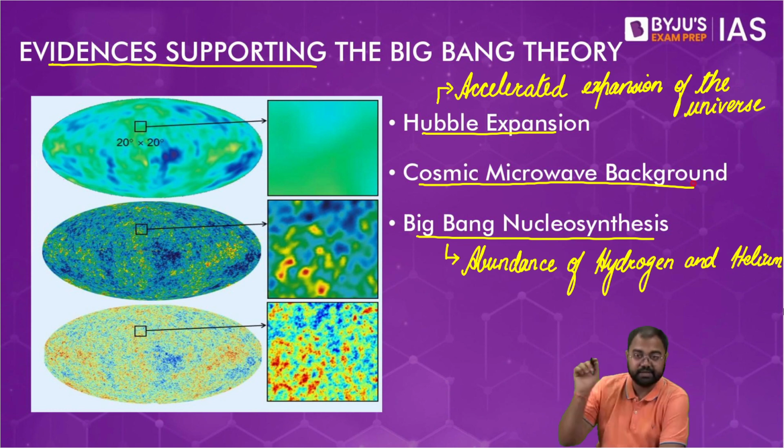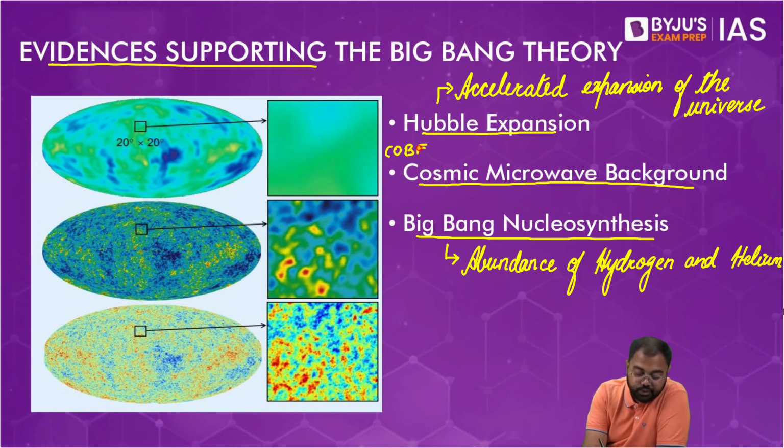Now, these three images that you see right here are related to the cosmic microwave background. There have been three different missions. The first mission was called COBE. This was in 1993. Then there was the second mission called WMAP. This was in 2006. And then there was the third mission called Planck.